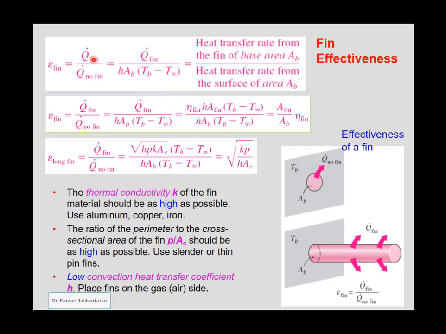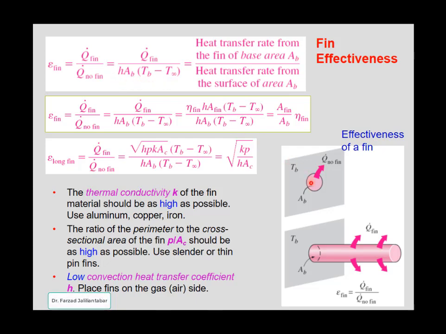So we should write this equation: epsilon fin, or fin effectiveness, equals Q dot fin, the heat transfer rate when we have a fin, divided by Q dot no fin, the heat transfer from the surface area AB when we don't have any fin. So we should divide Q dot fin by the heat transfer from the surface area AB according to Newton's law for convection heat transfer.